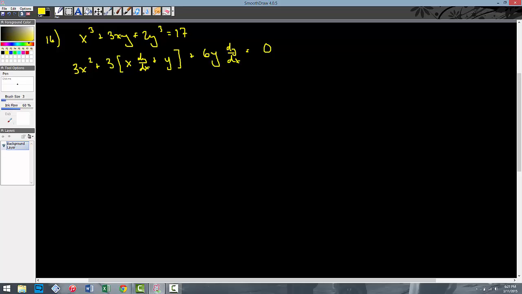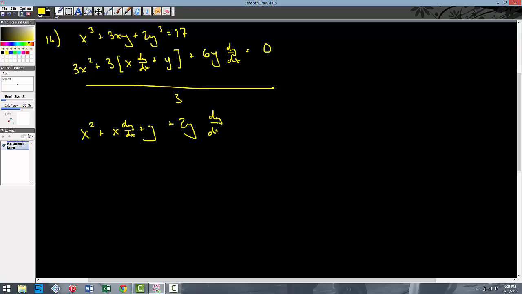Now, we get all the dy dx's by themselves, but check this out. 3 on term 1, 3 on term 2, 6 on term 3. Kill off the 3's. You get x squared plus x dy dx plus y plus 2y dy dx equals 0. Get all the dy dx's by themselves, so that means I'm going to get a negative x squared minus 2y. I moved, just kidding, not minus 2y, it's minus regular old y, minus y. I have moved this thing over, and I have moved this thing over.